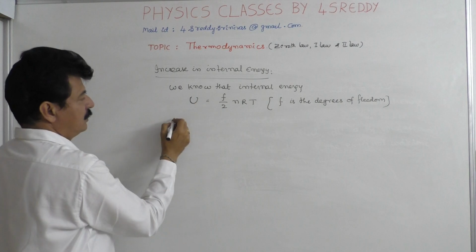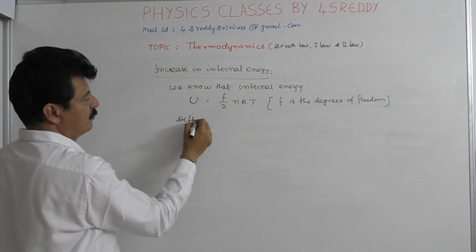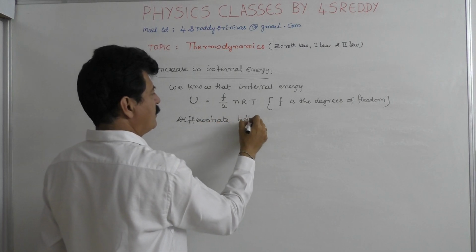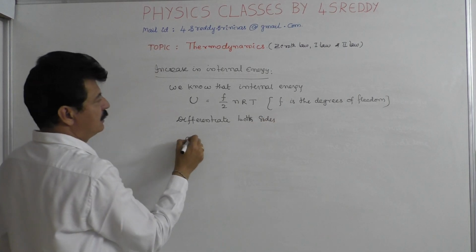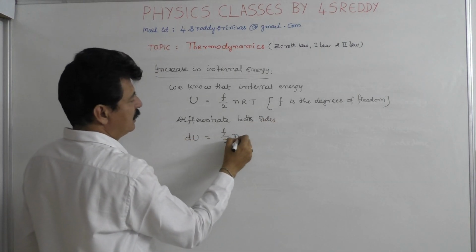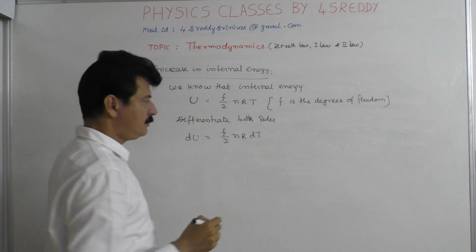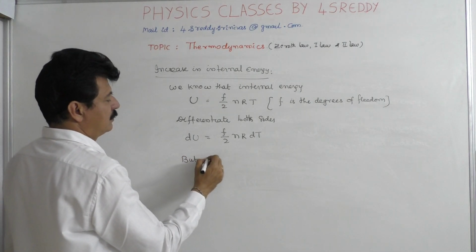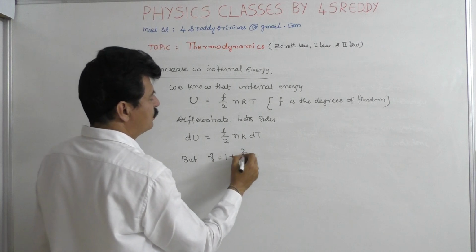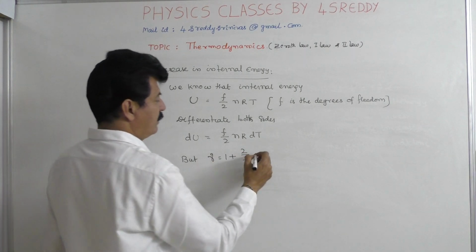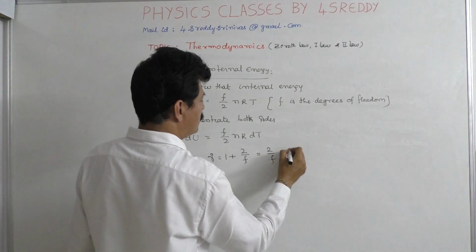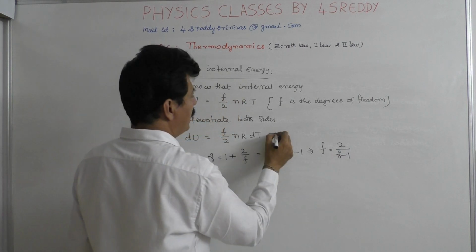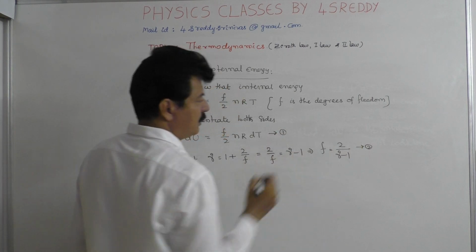Now differentiate both sides. Then what are you going to get? dU is equal to f by 2 nR into dT. But we know that gamma is equal to 1 plus 2 by f, where f is the degrees of freedom. From that, 2 by f is equal to gamma minus 1, or f is equal to 2 by gamma minus 1. This is equation 1 and this is equation 2.